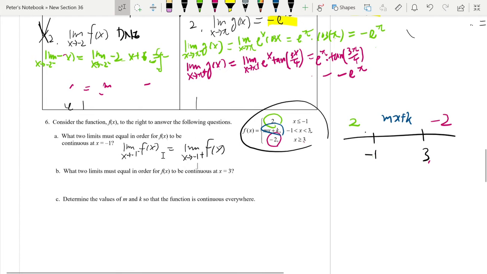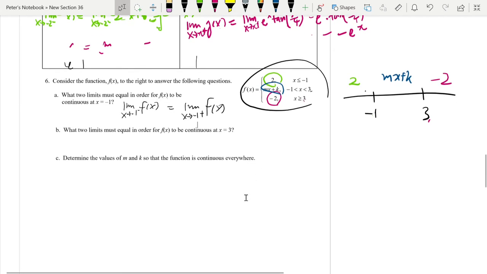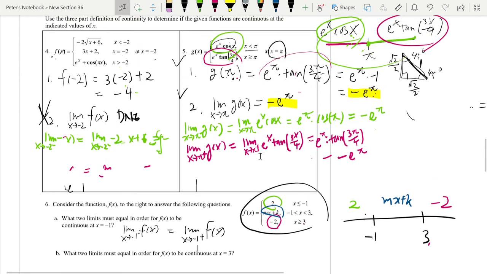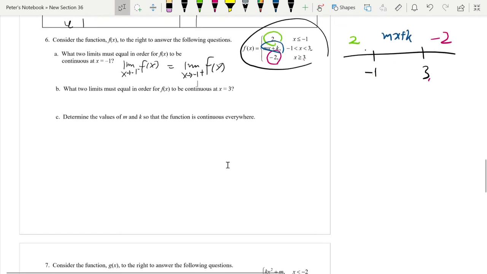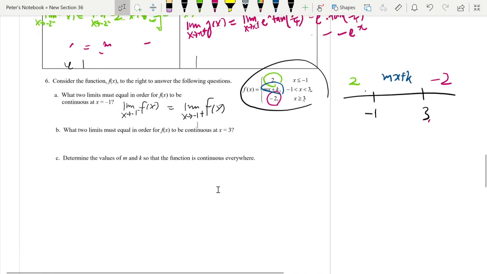So the second condition should be limit should exist. That means left-hand side limit and right-hand side limit should be equal to each other, right? And they should actually equal to 2, to be more specific, because to satisfy the third condition, which is limit of f of x as x approaches -1 should equal to f of -1, which in this case is 2.